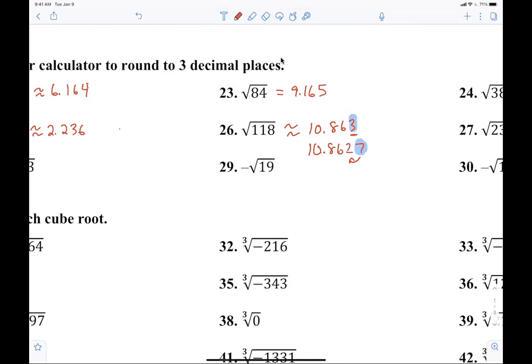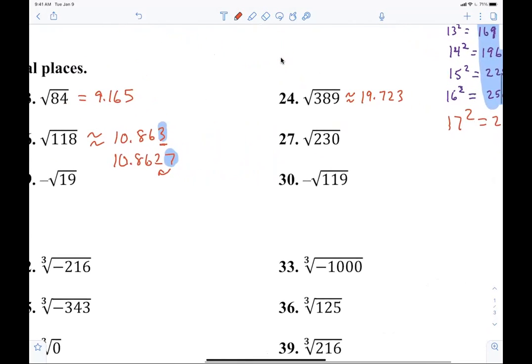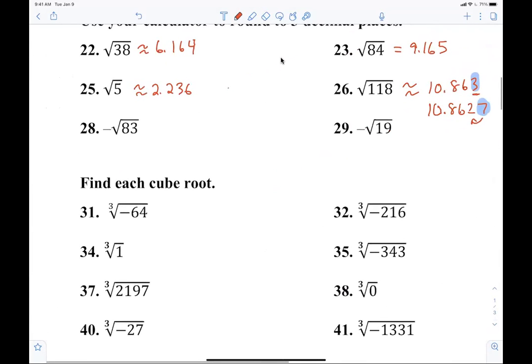Austin, are you good with that or not? Yeah. Okay. Who's doing square root of 230? Wilson, 15.166. Austin, is that good now? Yeah. Okay. 28. Who's doing 28? Mackenzie. -9.1160. Okay, I'm happy with that.